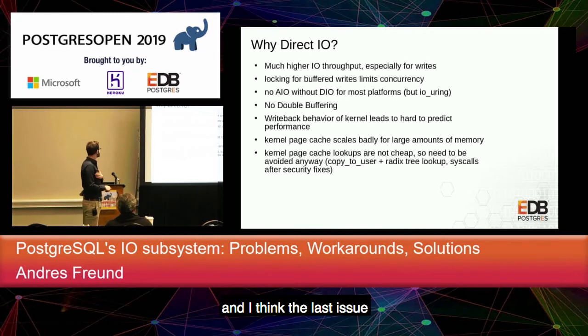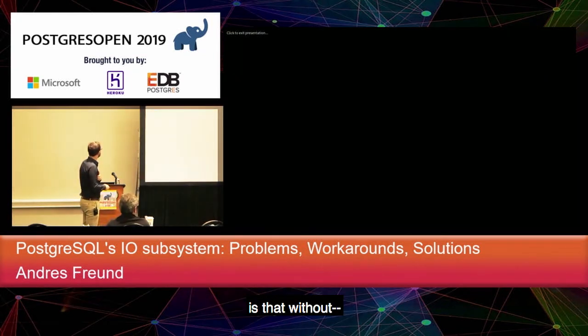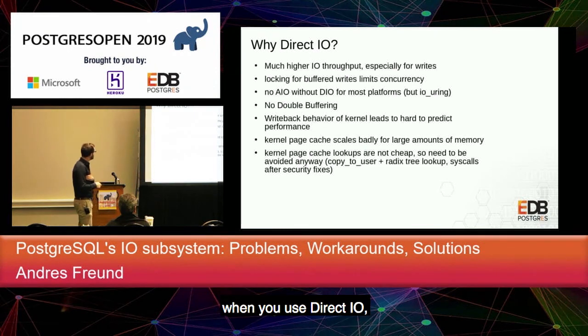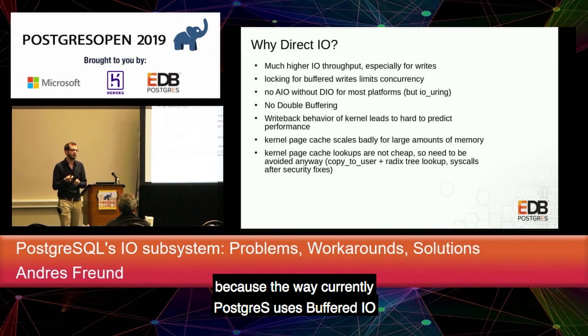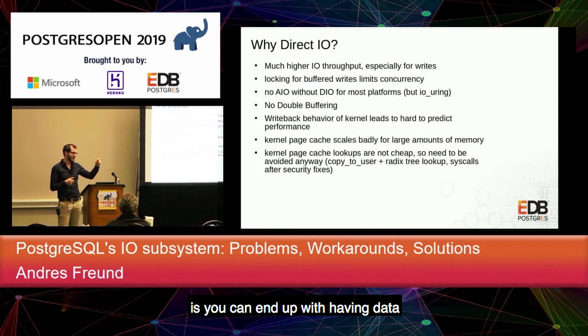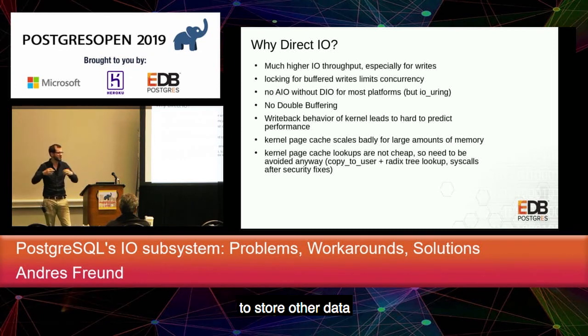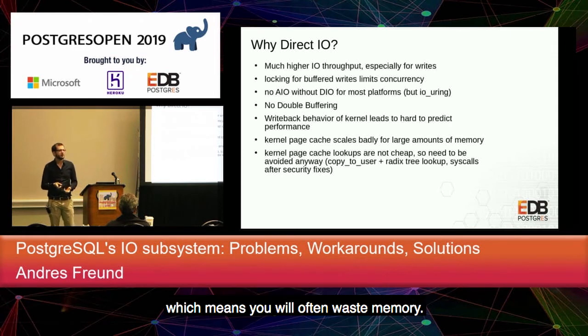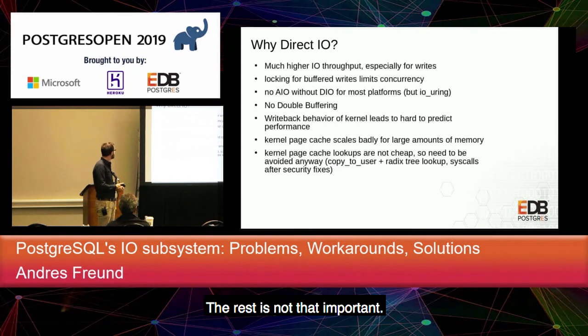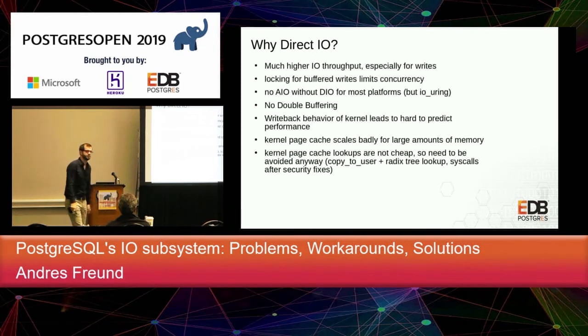And I think the last issue is that when you use direct I/O, there's no issue with double buffering. The way Postgres currently uses buffered I/O, you can end up with data both in the Postgres page cache and in the kernel page cache. And that is wasting memory that you could use more efficiently to store other data. But there's no good way at the moment to control that, which means you will often waste memory. The rest is not that important.